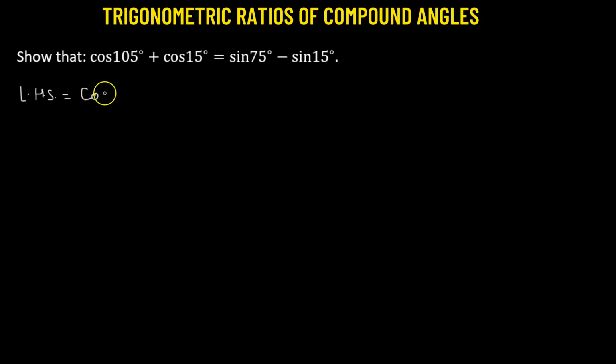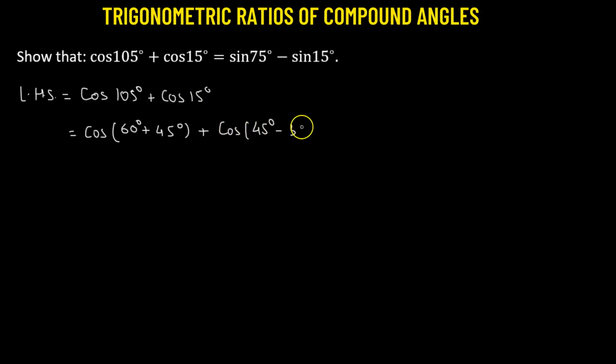So here on the left hand side we have cosine of 105 degrees, and that's added to cosine of 15 degrees. Now instead of writing it as cosine of 105 degrees, we can break down 105 degrees as 60 degrees plus 45 degrees, meaning exactly the same thing. And then we have cosine of 15 degrees, which can be written as cosine of 45 degrees minus 30 degrees.